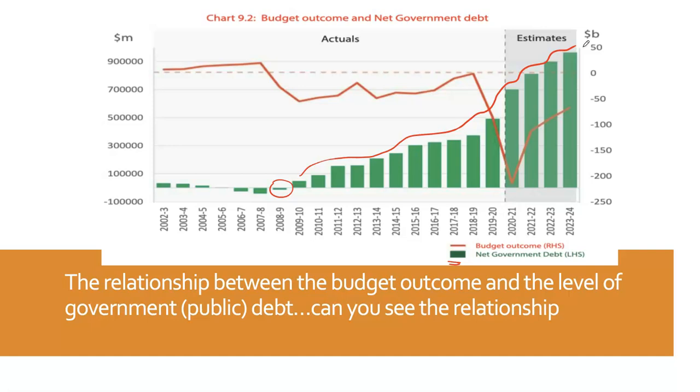So you can see there is almost a direct relationship. As budget deficits have come through, and we've had budget deficits essentially since this point, that has continued to add to our net government debt.